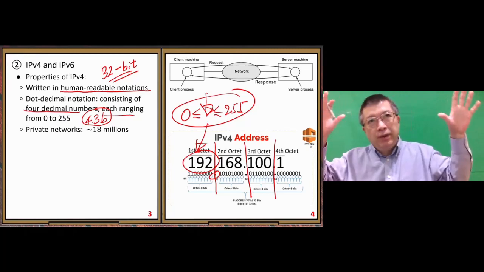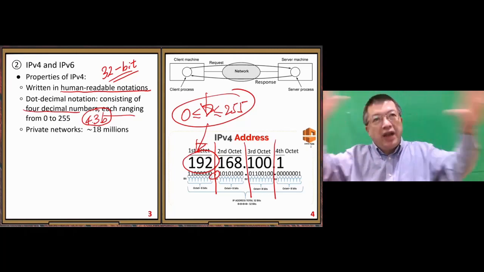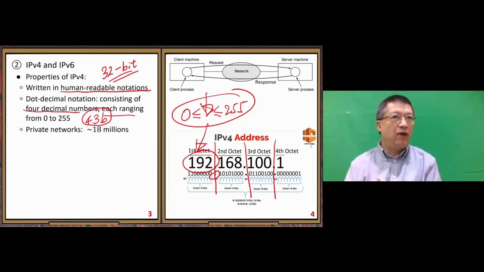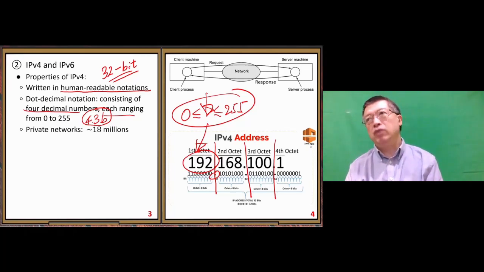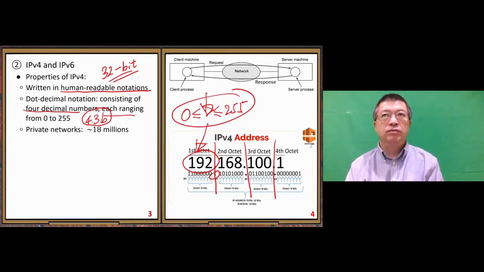People in your organization or at your home, at your home you have a private network. Many people set up networks at home, so those are private networks. Many companies have their internal intranet, and that's also a private network.